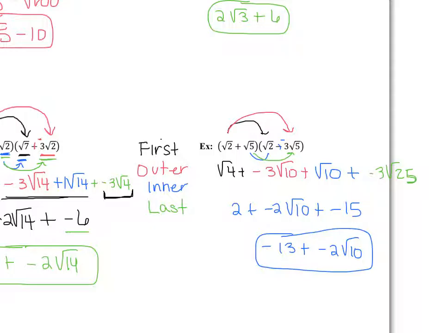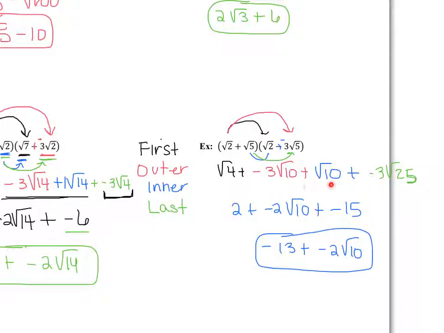Down here I color-coded to FOIL. First would be radical 2 times radical 2, radical 4, which is 2. Then outer would be radical 2 times negative 3 radical 5, which is negative 3 radical 10. Inner is radical 5 times radical 2, which is radical 10. And then last would be radical 5 times negative 3 radical 5, which is negative 3 radical 25. But the square root of 25 is 5, and 5 times negative 3 is negative 15.